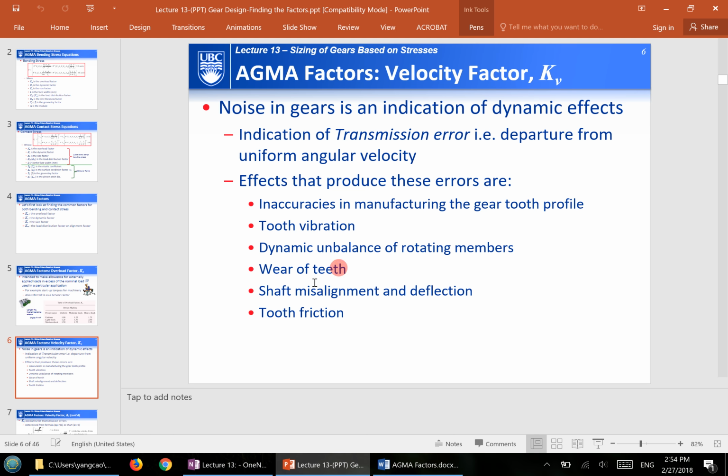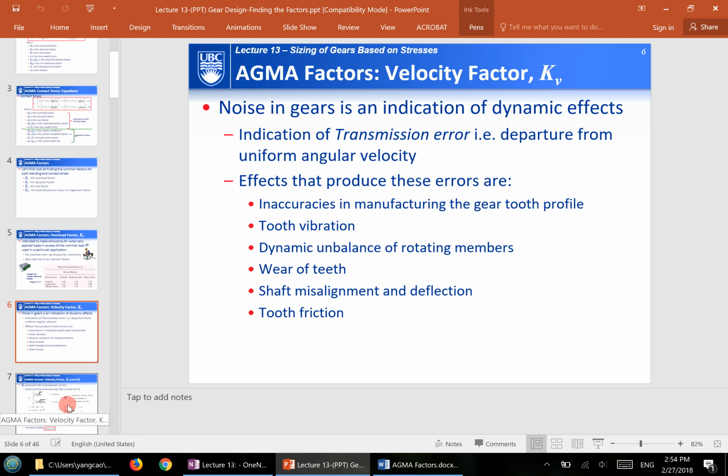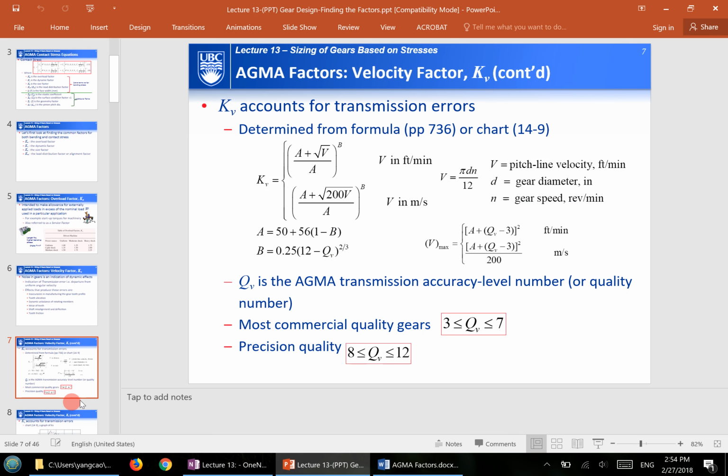So the KV here is basically a factor trying to take that velocity into consideration, and also take the quality of the gear into consideration. So this is the formula for KV. There are two different formulas. One is for the US unit, one is for the metric. Inside the formula, of course, you have the pitch line velocity V as part of this equation right here.